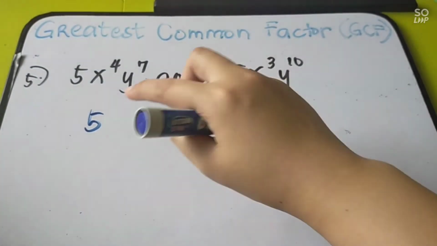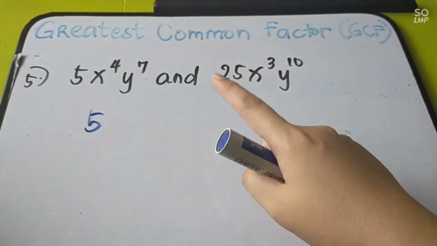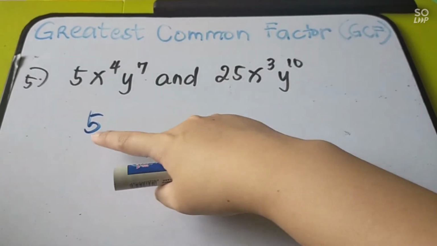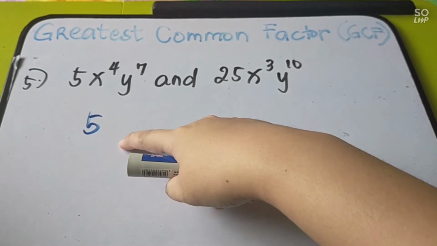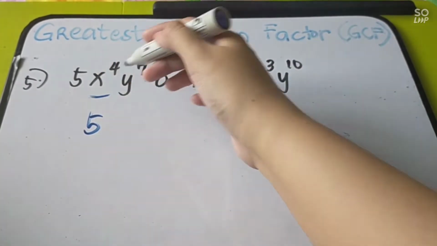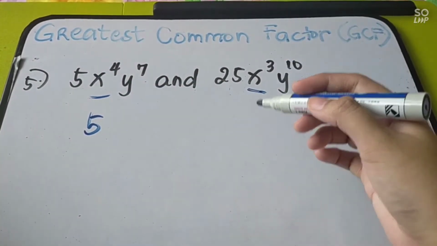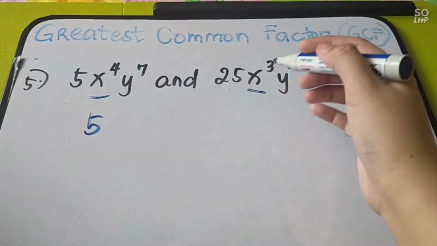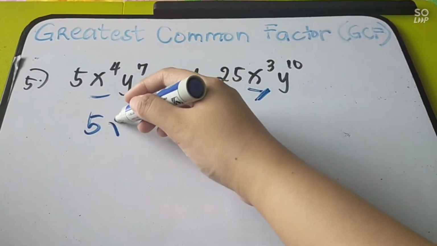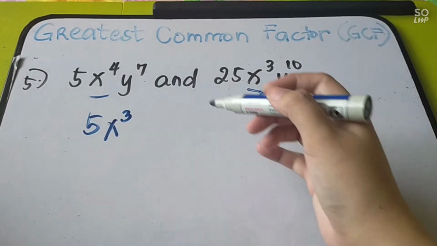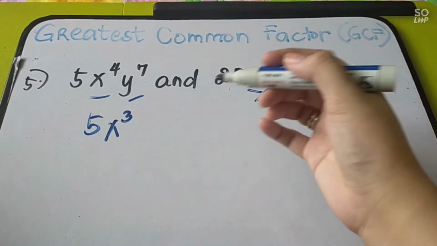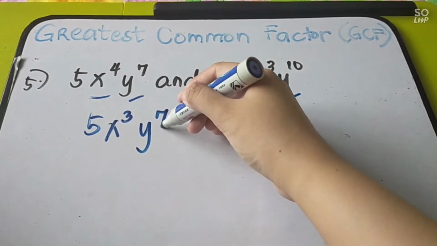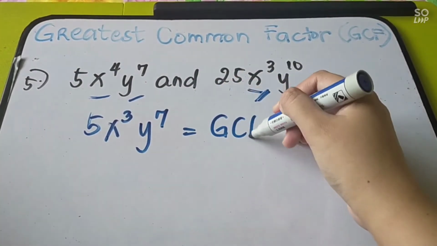Is it clear? So, I can divide 5 divided by 5. The answer is 1. 25 divided by 5. The answer is 5. Diba? So, next tayo. We have here x raised to 4 and x cubed. O, pili lang yung may pinakamababang exponent. So, we have here x cubed. Next, y raised to 7 and y raised to 10. Pinakamababang exponent ulit. We have y raised to 7. So, this is now your GCF.